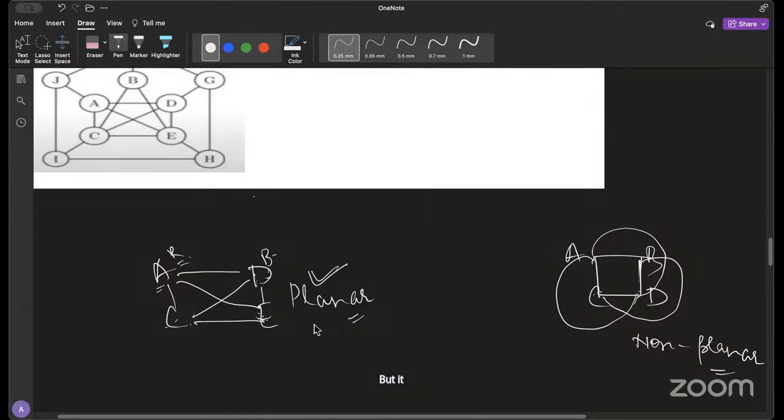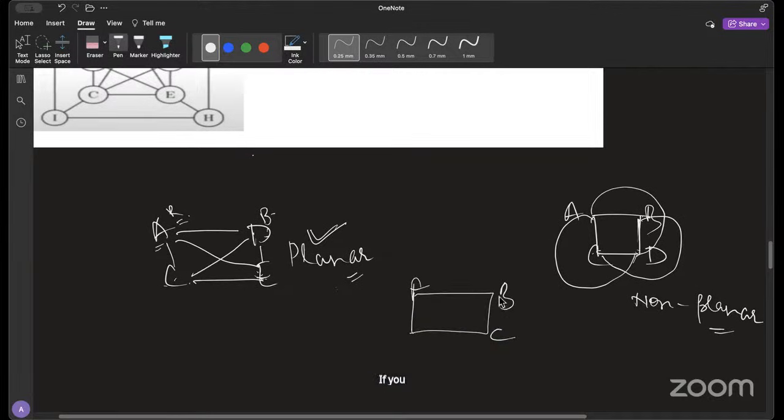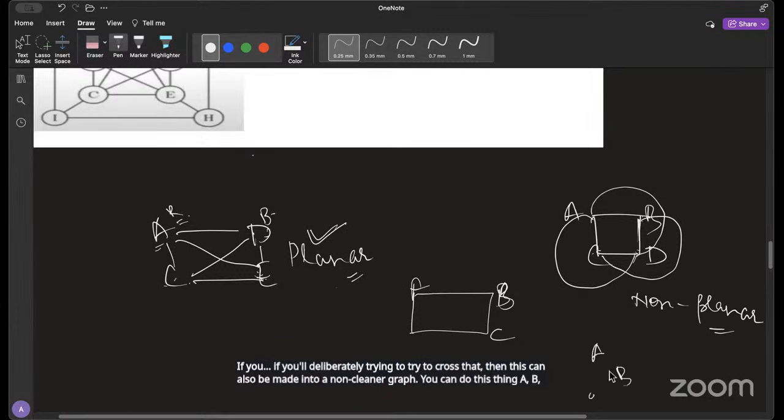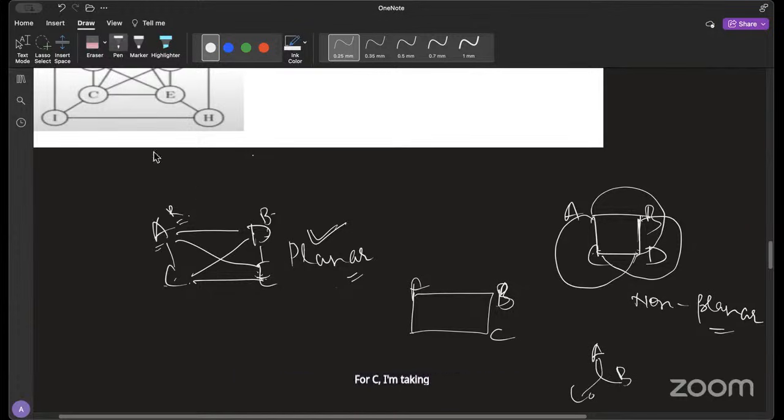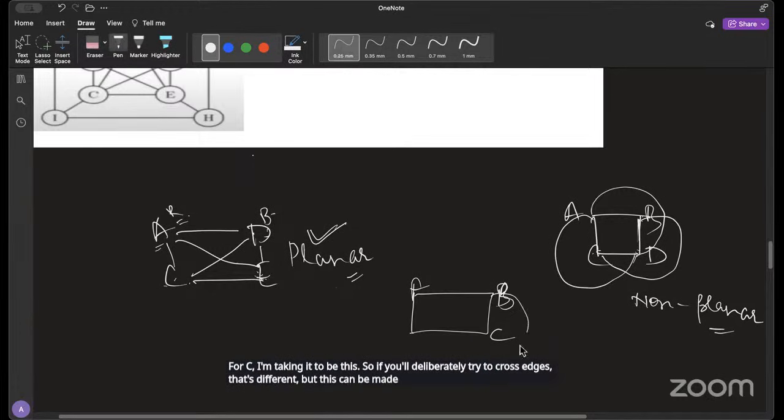It looks like CD and AE are crossing each other, the edges. That's why I explained here: you can make it in this manner, A, B, C, D. If you deliberately try to cross edges, then this can also be made into a non-planar graph. You can do this thing with A, B, and then say that for C, I'm taking it to be this. So if you deliberately cross edges, that's different, but this can be made without crossing edges, right?